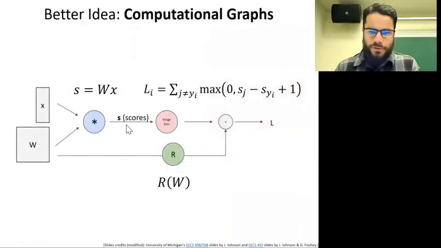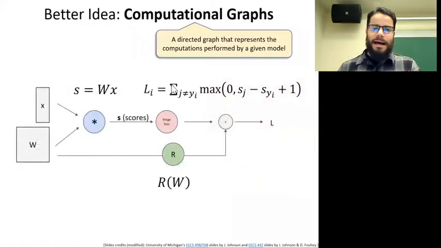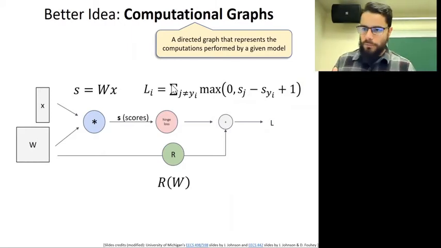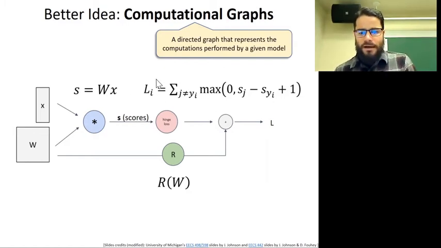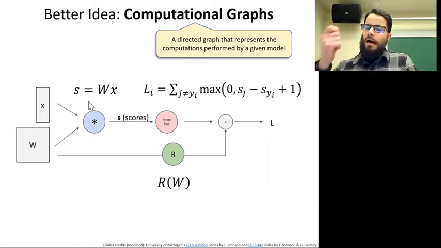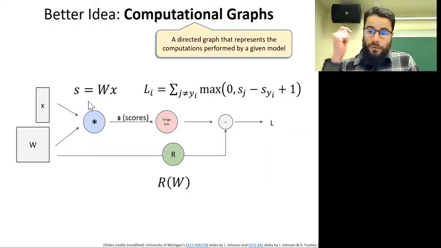So computational graphs look like this. They are directed graphs that represent computations performed by a given model. Okay, so it's just a different way to represent our model, a systematic way. And using this way, we can do backpropagation, as we are going to see. Okay, so for a very simple model, for example, if we have this multi-class SVM loss like this, with a simple score given by the multiplication of the weight matrix W and your input X.